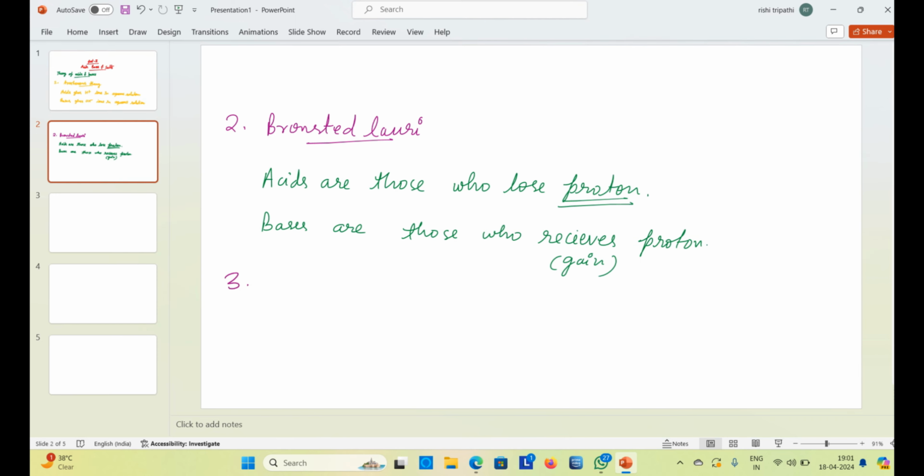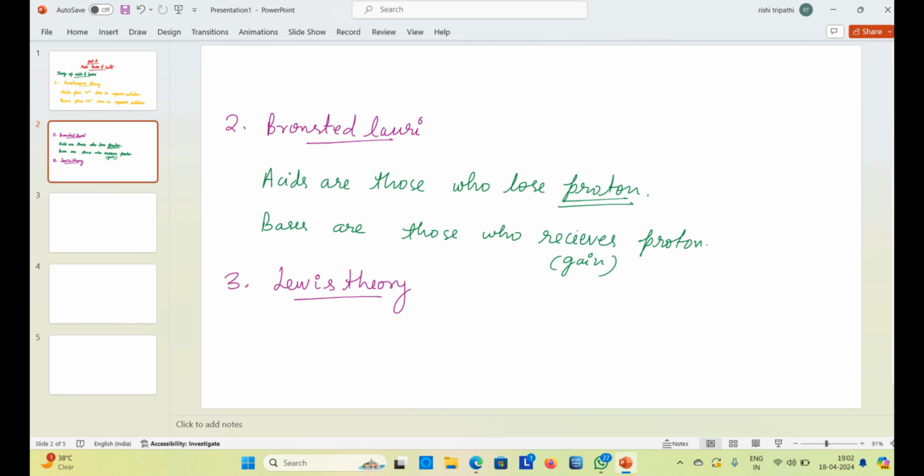And the third one was the Lewis theory. Lewis theory you will study in the 11th class. So there is not much detail about this. Just to know about the different theories, I am telling you these things.